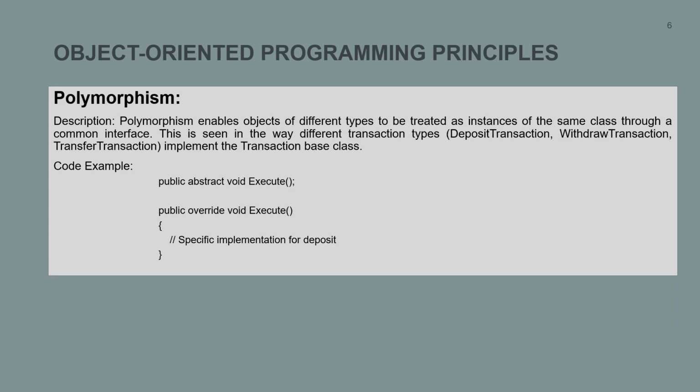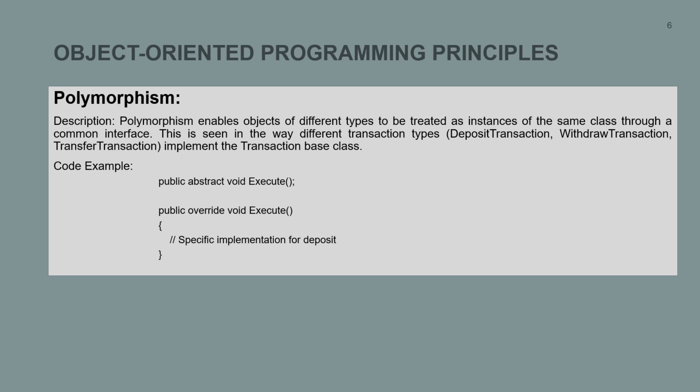Last, we have polymorphism, which means one name, different forms, which enables objects of different types to be treated as instances of the same class through a common interface. This is seen in the way different transactions like deposit, withdraw, and transfer implement the Transaction base class. It allows the Bank class to handle these transactions uniformly through methods like ExecuteTransaction.